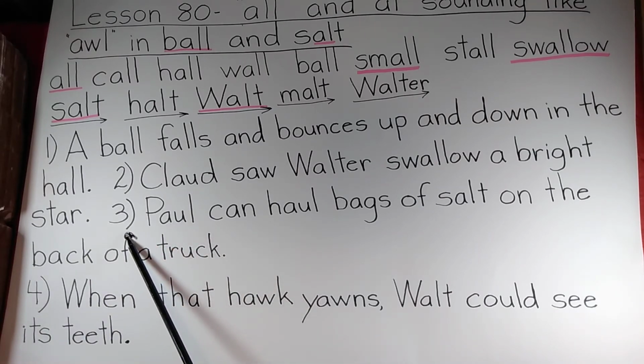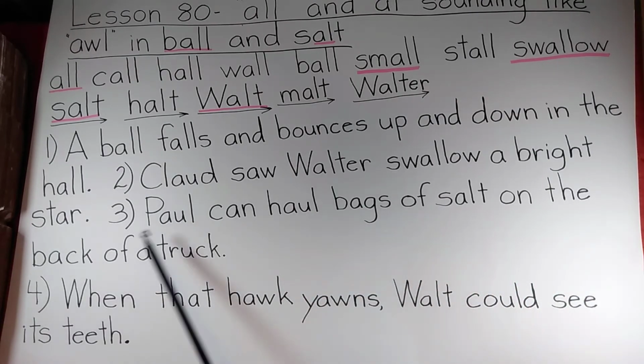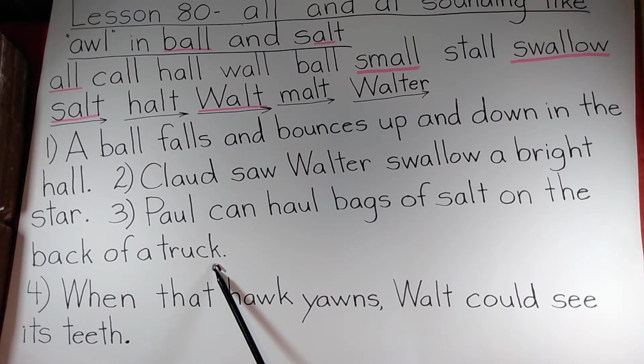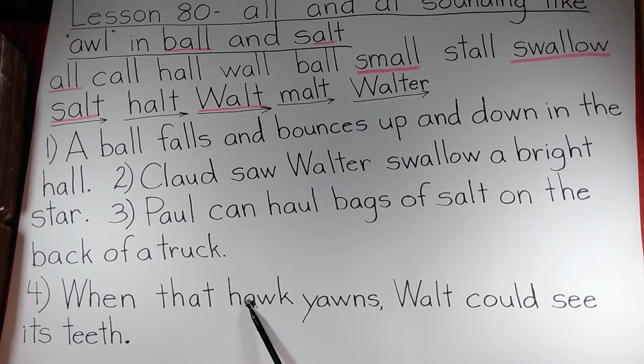Number 3, Paul can haul bags of salt on the back of a truck. He sure can. That's a true. Number 4, when that hawk yawns, Walt could see its teeth. Well, I don't think I've ever seen any bird actually yawn, for starters, and birds don't have teeth. So, for those 2 reasons, definitely false.